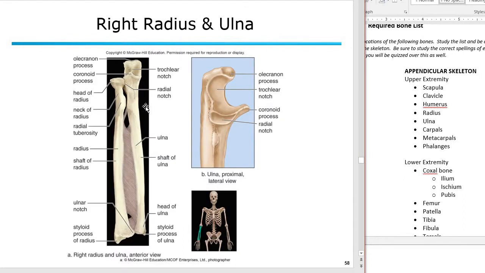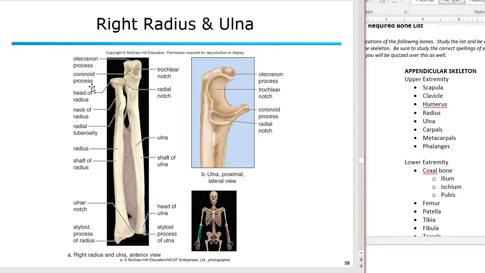We have a tubercle as well. Okay, so here are the radius and the ulna. The ulna is this longer bone here, and it forms the elbow. The radius is on the outside. If an individual is in anatomical position, meaning their hands are facing towards you and their thumbs are out, then the ulna is going to be the inner bone, and the radius is going to be on the outside. Again, the ulna forms the elbow. The radius forms most of the articulation with the hand.